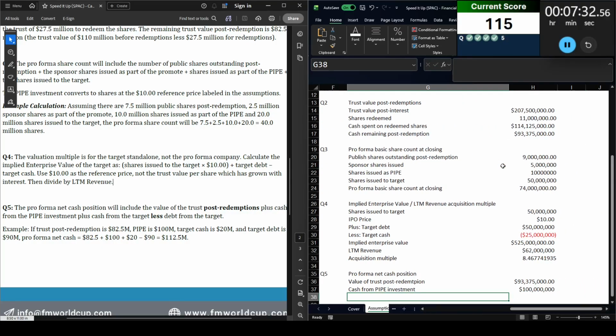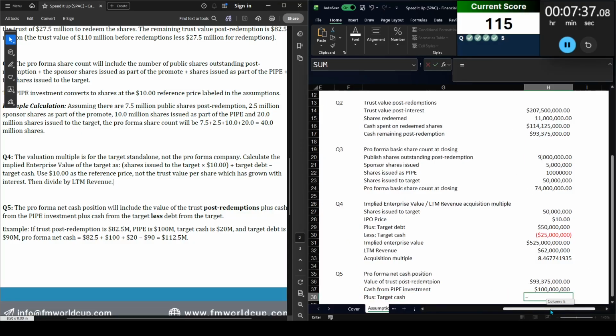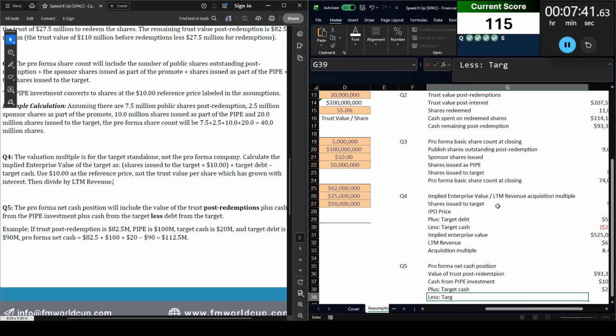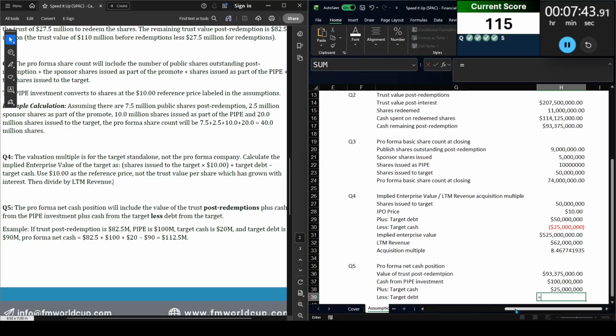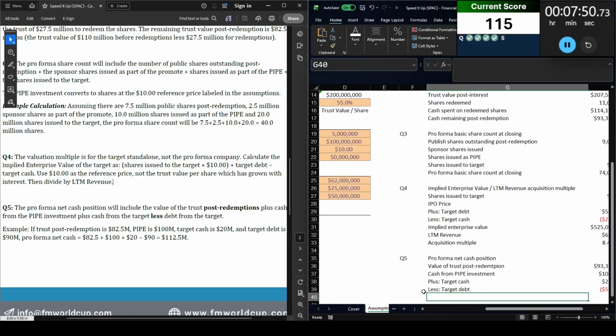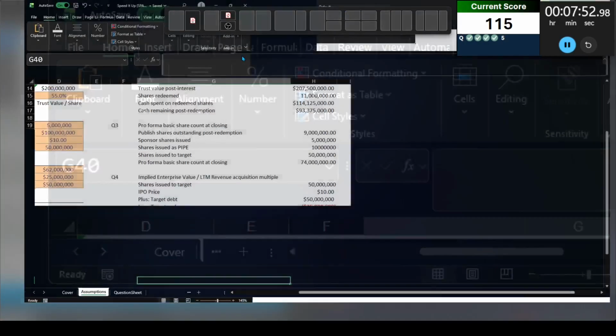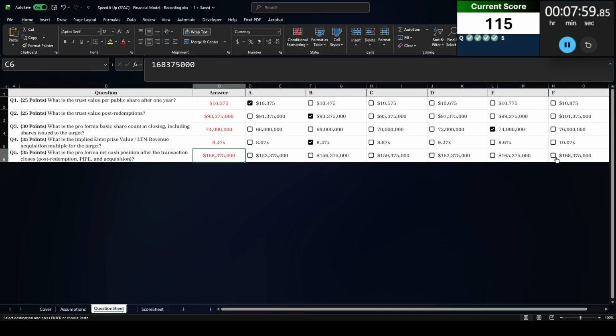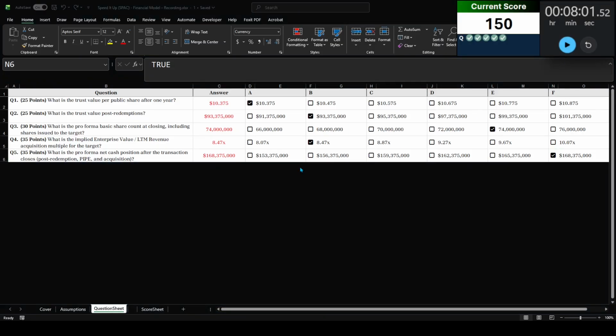And then plus target cash, which we've already seen from question 4, right there. Less target debt, which is also from question 4, and I'm going to put this as a negative number. Right, there we go. And that should be everything. So let's sum this up all together. I get $168 million, which is listed right there. And that is how you solve this first case.